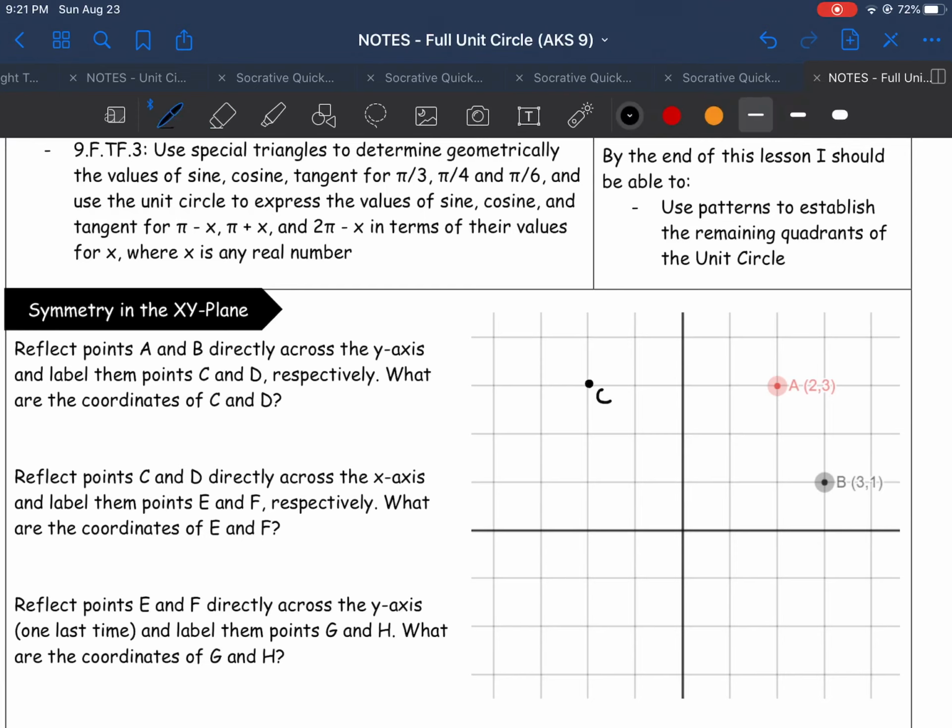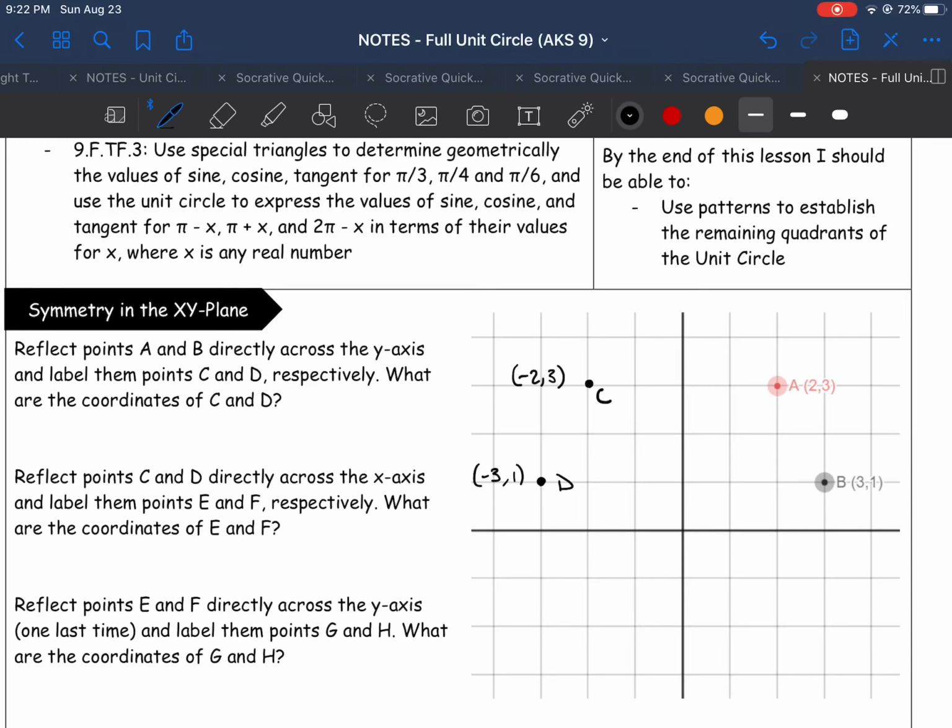And notice that the coordinates of point C are going to be -2, +3. And reflecting B across the y-axis, we're going to get point D. And the coordinates of point D are going to be -3, +1. So notice that by reflecting across the y-axis, all that changed was the sign of the x-coordinate. The sign of the y-coordinate stayed exactly the same.